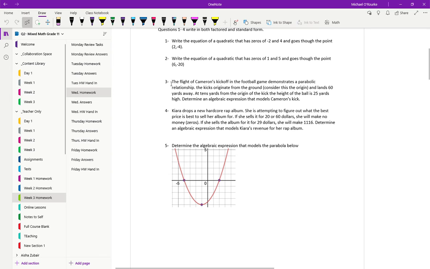So questions like this. The flight of Cameron's kick of football demonstrates a parabolic, right? This is where I give you the zeros, right? Or they originate from the ground, consider that the origin, and lands at 60 yards. So in this case, my zeros are 0 and 60. Then I gave you a point. 10 yards from the origin is 25 yards in the air. So we're looking to make a question like this.